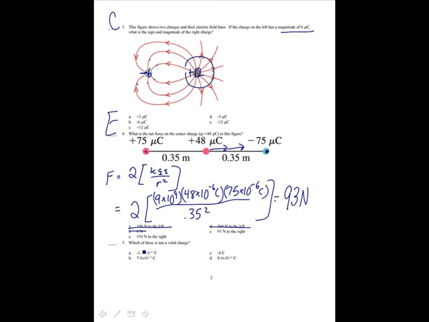Which of these is not a valid charge? Alright, well, A, that's the charge of an electron. Negative 4 coulombs, that's just a lot of charges, as we talked about in class. 8 times 10 to the minus 19 is 5 protons, because 5 times 1.6 is 8. And so that leaves B. If you do 7 divided by 1.6, this is 4.4 protons. You can't have that, so it's B.